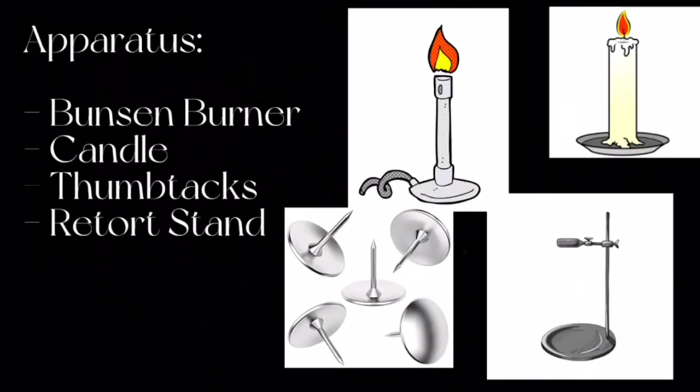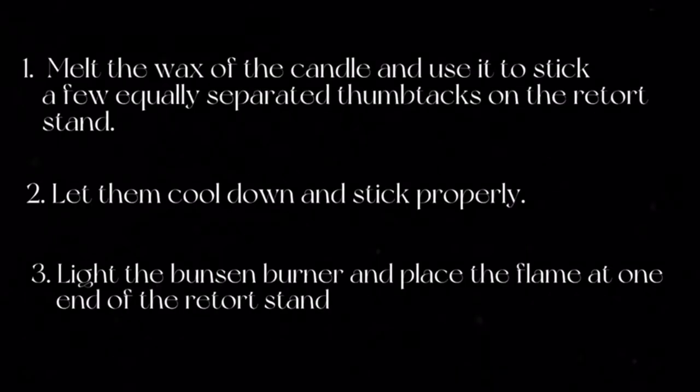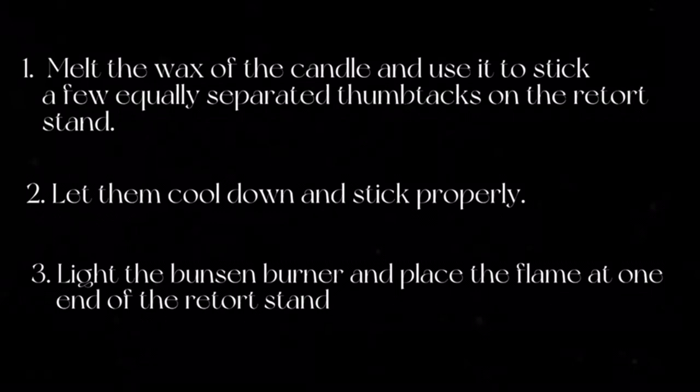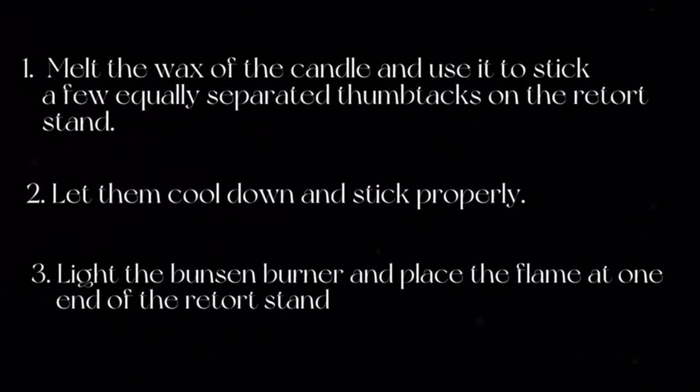The apparatus for the experiment is a Bunsen burner, candle, thermostat, and a retort stand. The first step of the experiment is we melt the wax of the candle and use it to stick a few equally separated thermostats on the retort stand. Next, we let them cool down and stick properly. And the last one, we light the Bunsen burner and place the flame at one end of the retort stand.